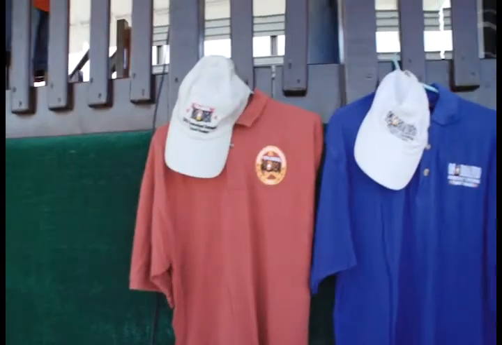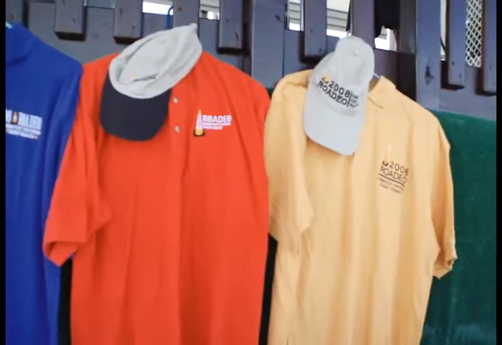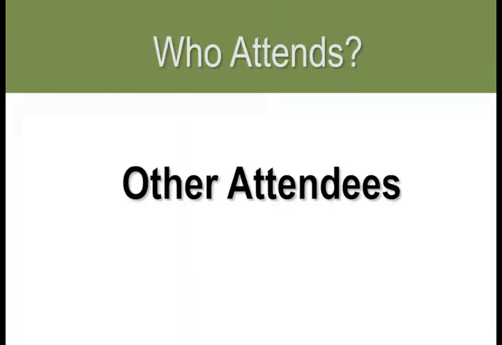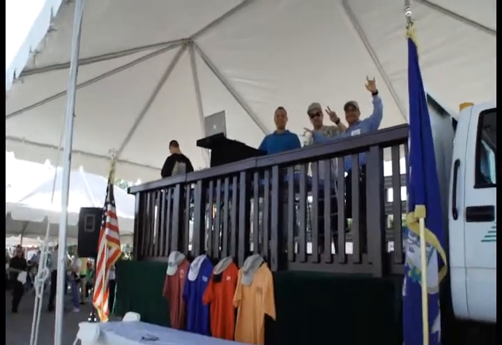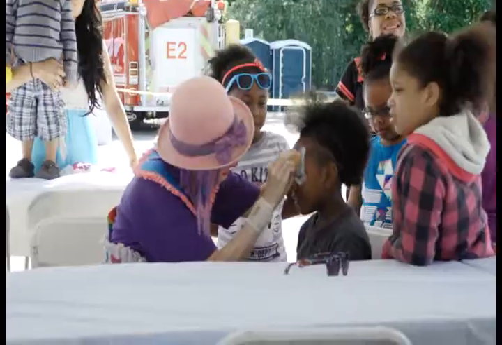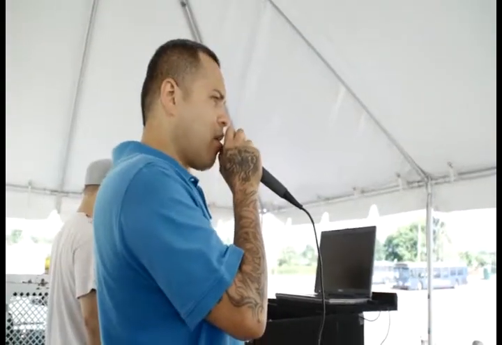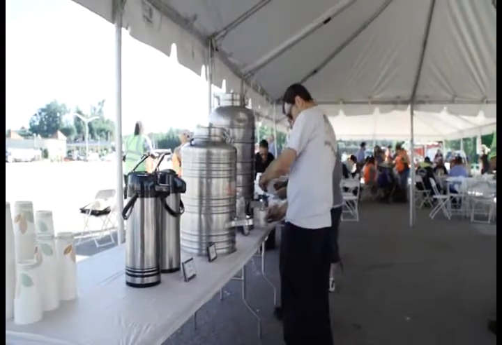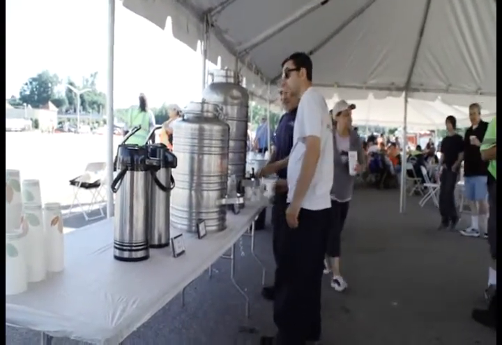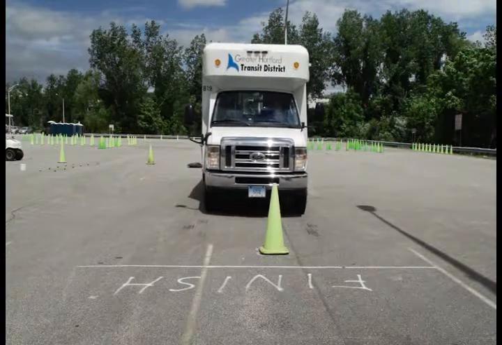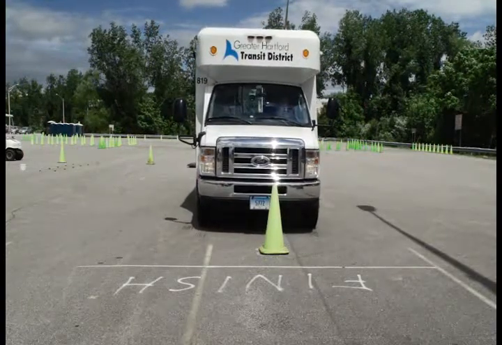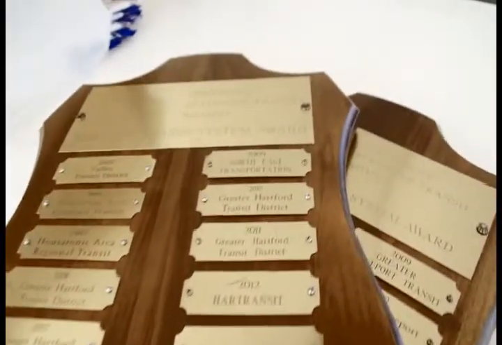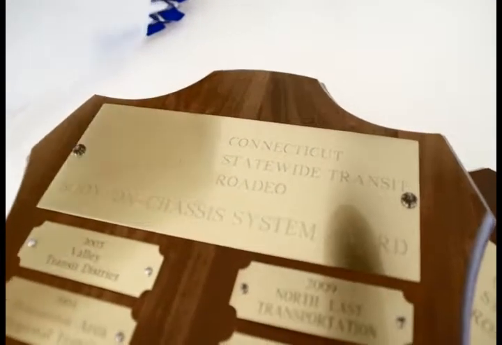In some cases, the driver may get a memento, such as a shirt or hat, to commemorate participation in the rodeo. Who else attends? If it's a family event, you'll want to have some entertainment, such as a DJ or clown. You should have an announcer to corral the drivers in preparation for their run. People are going to want food. This may include breakfast and lunch. You will need some time between the end of the competition and the announcement of the winners, so having entertainment or lunch can be used to keep people busy while scoring is completed.